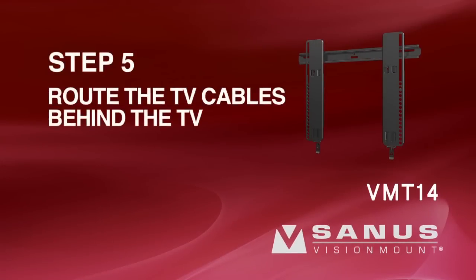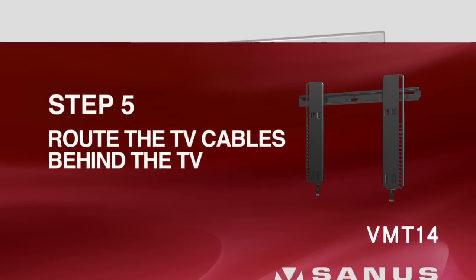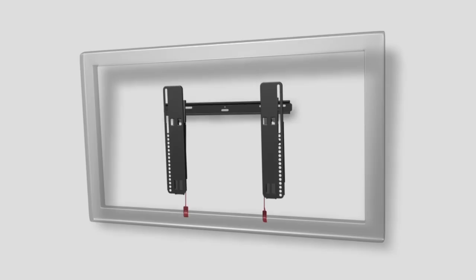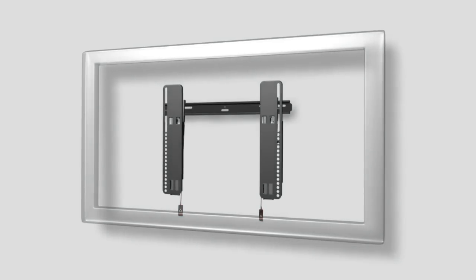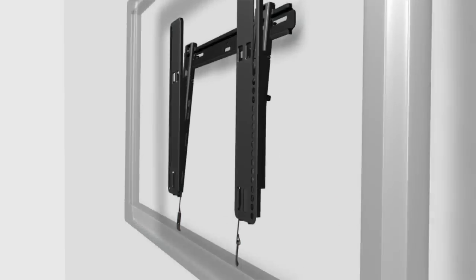Step 5. Route the TV cables behind the TV. Pull down on the quick release tabs. Grasp the bottom of your TV and gently pull it away from the wall. When the TV is pulled out far enough, the kickstands will automatically fall into place. Route your TV cables behind the TV, leaving enough slack to prevent stretching when the TV is tilted up or down. Do not run cables through a pinch point.